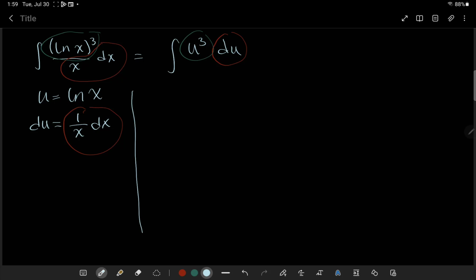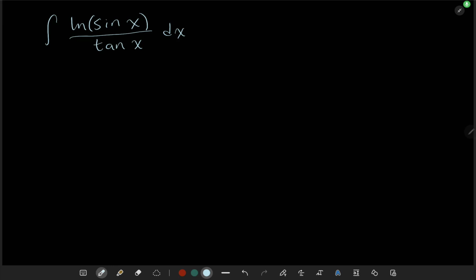All right, and then once you have it in that form, you just integrate, in this case, u to the power of 4 over 4 plus c. And once you have it in that form, you take back your substitution, which is going to be the natural log of x to the power of 4 all over 4, and never forget the plus c. All right, so I'll do a few more of these. So how about that one?